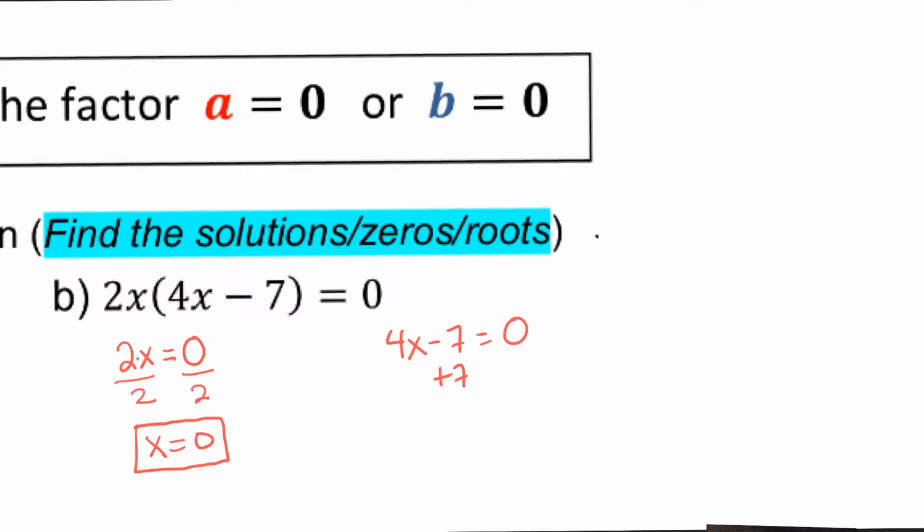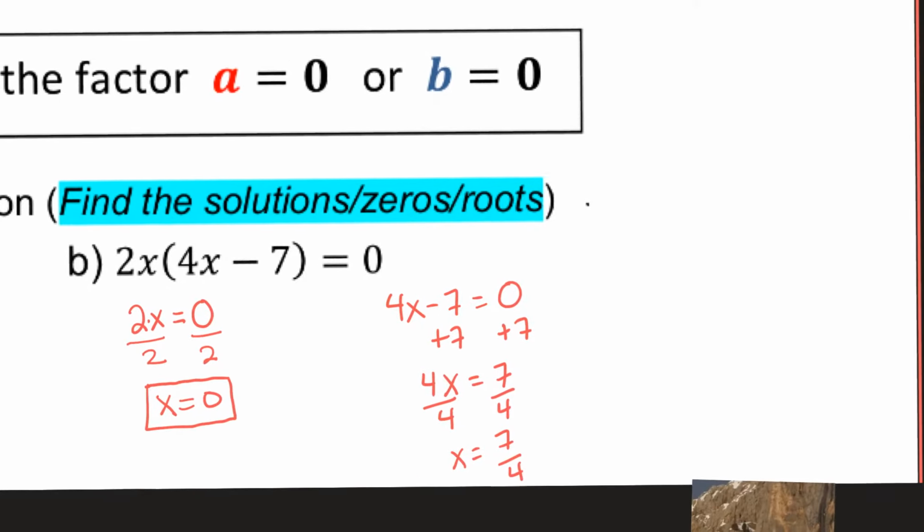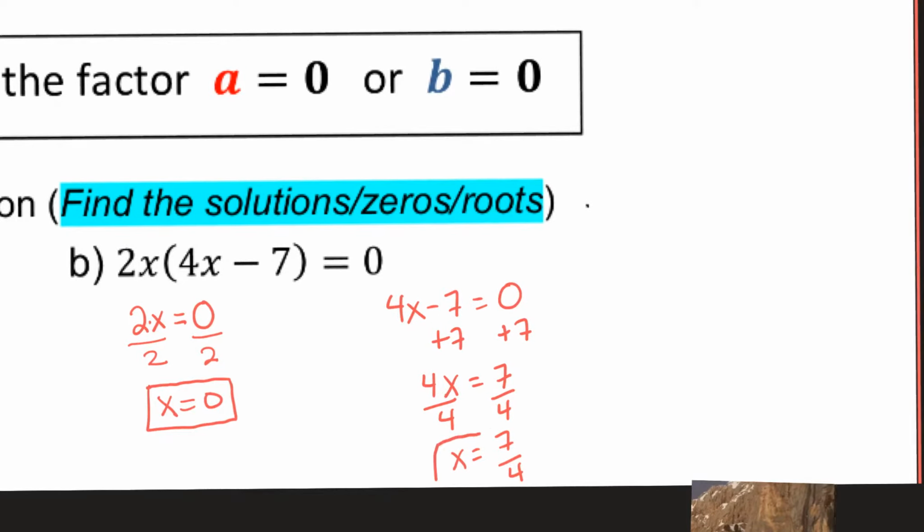So plus 7 and plus 7, and we get 4x equals 7. We're going to divide by 4 on either side, and I get x equals 7 over 4, which would be like 1.75, the equivalent. So the parabola here touches at x equals 0 and at x equals 7 over 4, or x equals 1.75. Now it is your turn to try it.